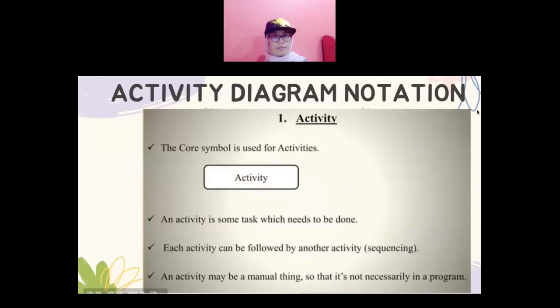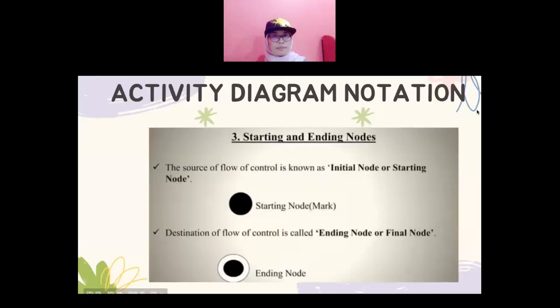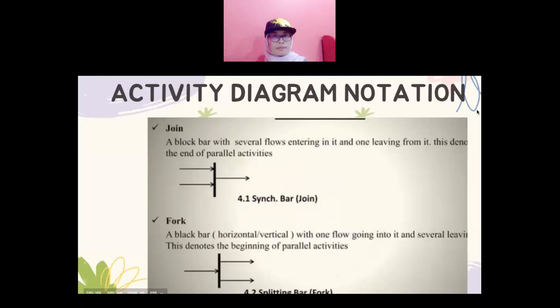This is the activity diagram notation. First, the activity. The call symbol is used for activities. Second, the transition or flow. When the action or activity of a state completes, flow of control passes immediately to the next action or activity state. The flow of control is shown by arrow symbol. Next, the starting and ending nodes. The source of flow of control is known as initial node or starting node, like that. And the ending node is destination of flow of control is called ending node or final node.